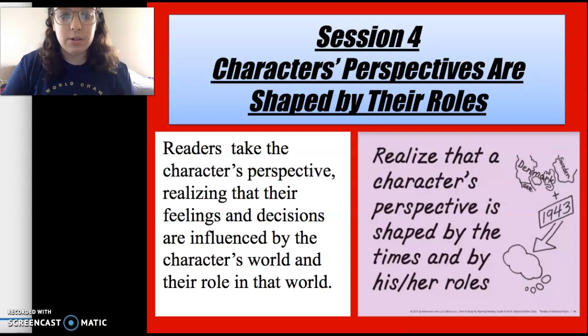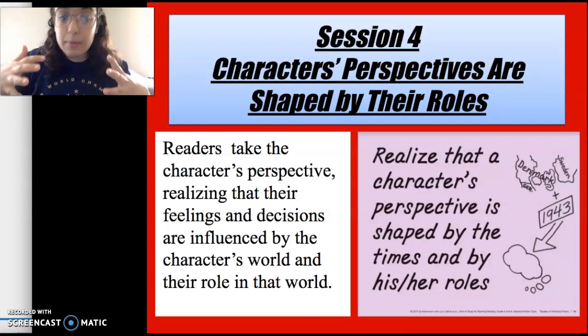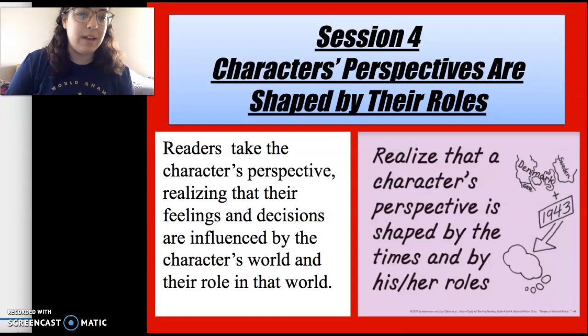As a historical fiction reader, it's important to think about who your character is and what their perspective is, to think about who they are in the story and why they are that way. They can be influenced by their own house, their neighborhood, their state, their country, what's happening in the world, kind of like we are right now, and how that shapes them into who they are and how they're telling the story.